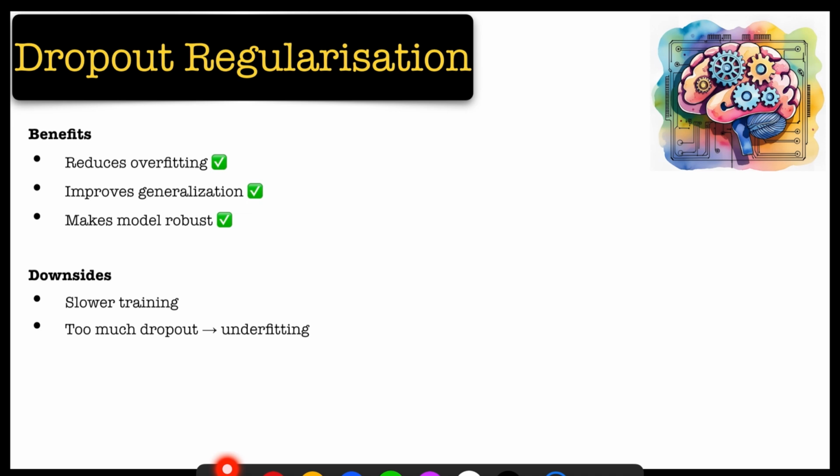The benefits are that it reduces overfitting, improves generalization, and makes the model robust. There are a few downsides as well. It might be a little bit slower, because at every mini batch iteration we are removing nodes and then training. Too much dropout means underfitting. If we remove too many nodes, the model will underfit. So we need to balance how many nodes to remove.